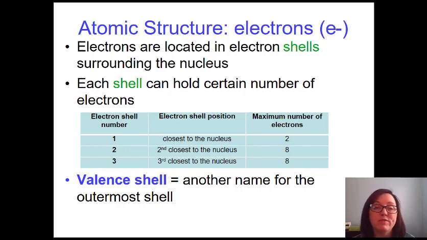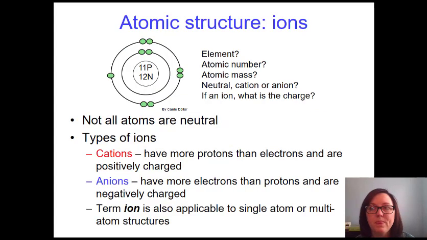I also wanted to mention that we have a special name for the outermost shell of an atom. This is called the valence shell. The electrons in the valence shell are really important because these are the electrons that are going to be able to cause atoms to interact with other atoms, allowing us to form larger structures.